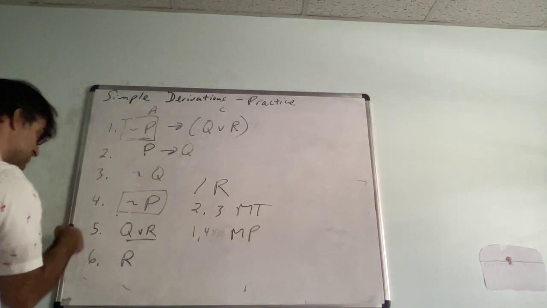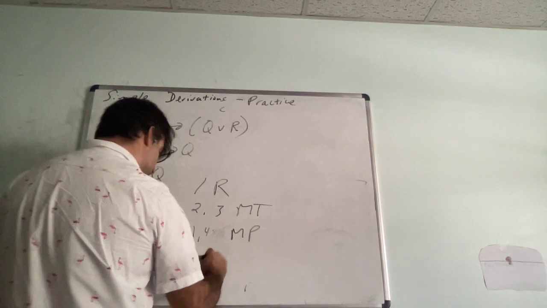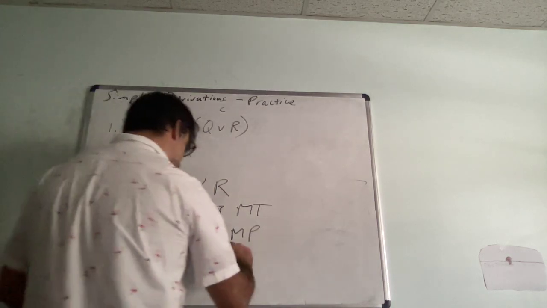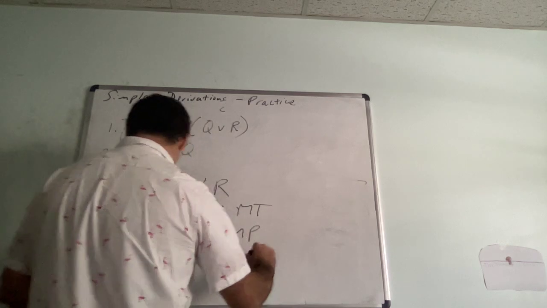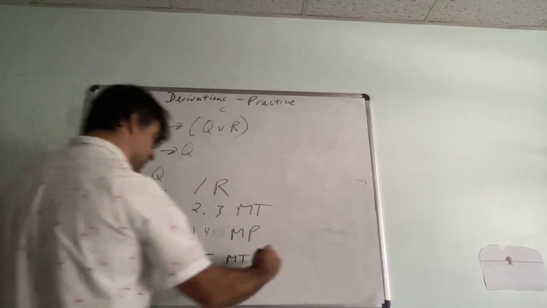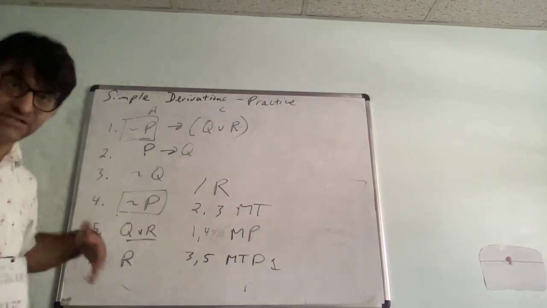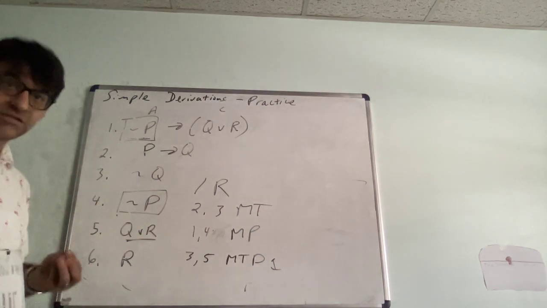Now we got directly to that. This last step is using 3 and 5. If you want to write 5 and 3, that's fine too. 3 and 5, MTP, and it's MTP 1. Okay, this is a good one. This shows the power of this, right?